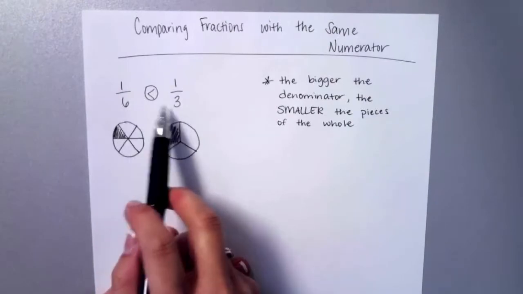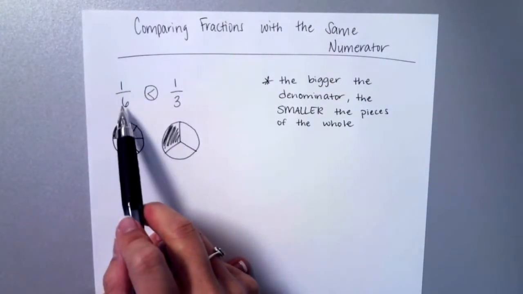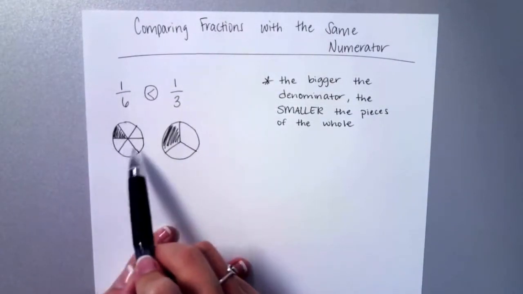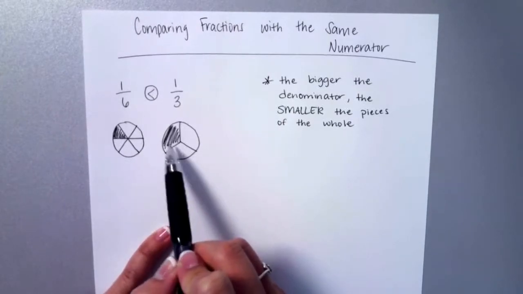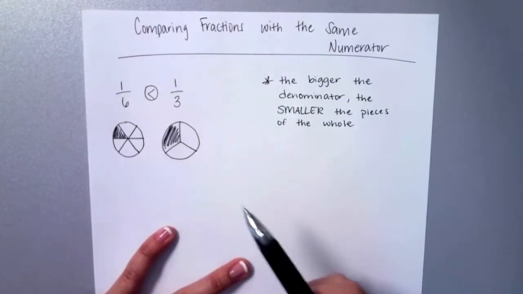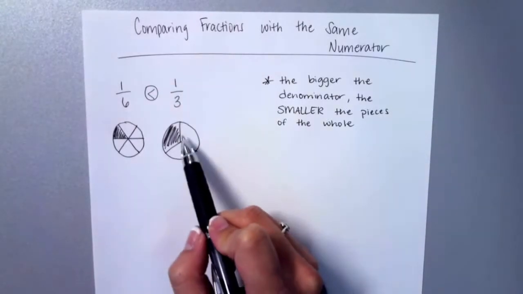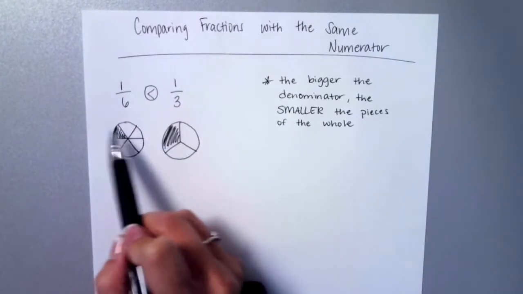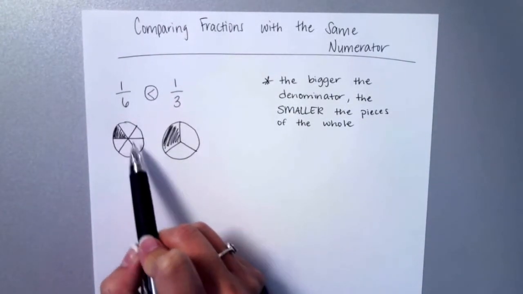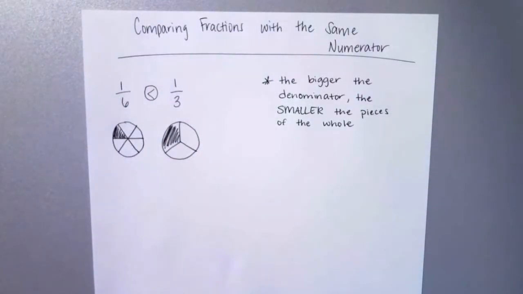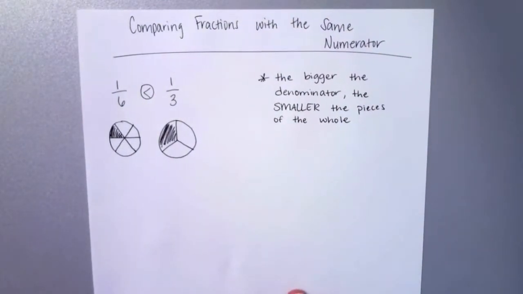So let's look at this one, for example. So with our 6, our circle is divided up into smaller pieces than our thirds. Okay? So our thirds pieces are bigger, and with our 6, our pieces are smaller. So let's look at another problem.